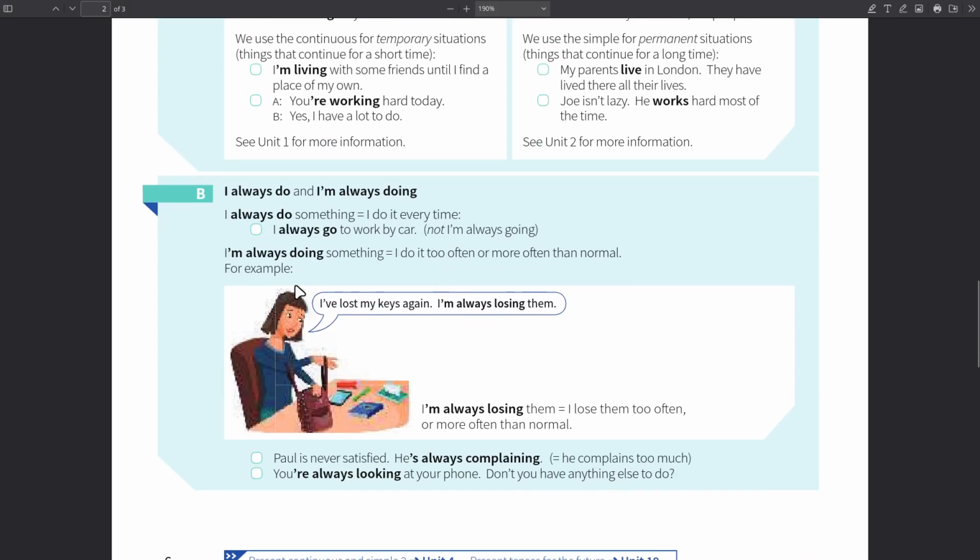Okay, let's move on to section B. I always do, and I am always doing. I always do something. I do it every time. I always go to work by car. I'm not always going. I am always doing something. I do it often, or more often than normal, for example.